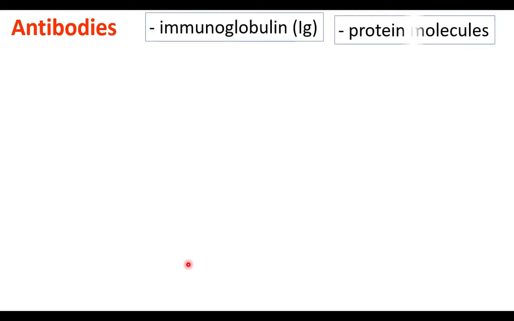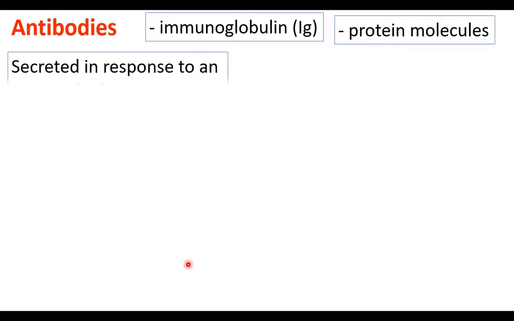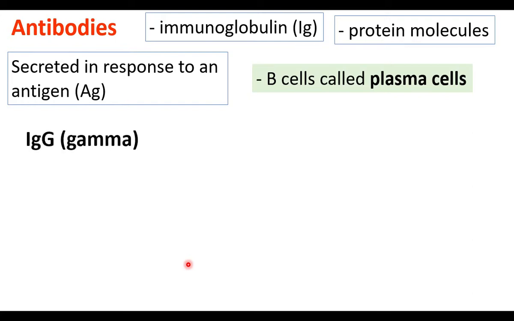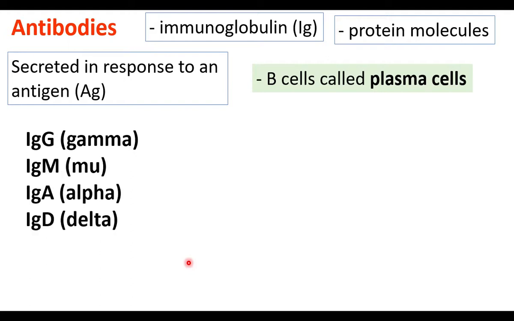Antibodies are produced in response to the entry of antigen. They are called immunoglobulins. Antibodies are protein in nature. They are secreted in response to an antigen. Antibodies are produced by a kind of lymphocytes, the B lymphocytes. During antibody formation, the B lymphocytes become plasma cells. The plasma cells produce antibodies. There are 5 classes of antibodies based on the functioning and the chemical nature. They are IgG (gamma), IgM (mu), IgA (alpha), IgD (delta), IgE (epsilon).